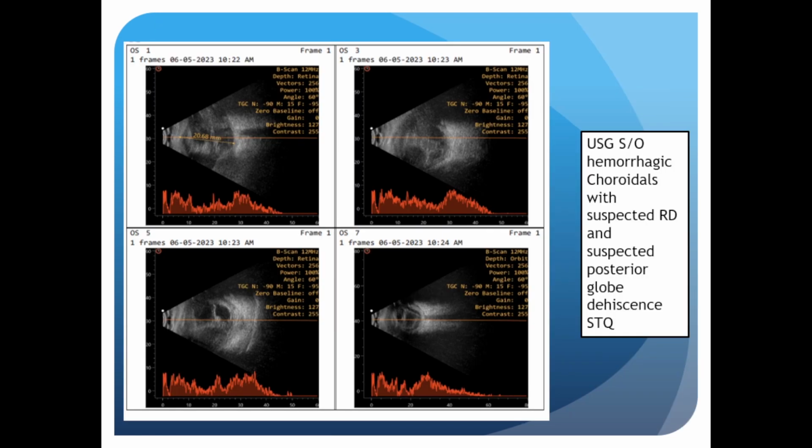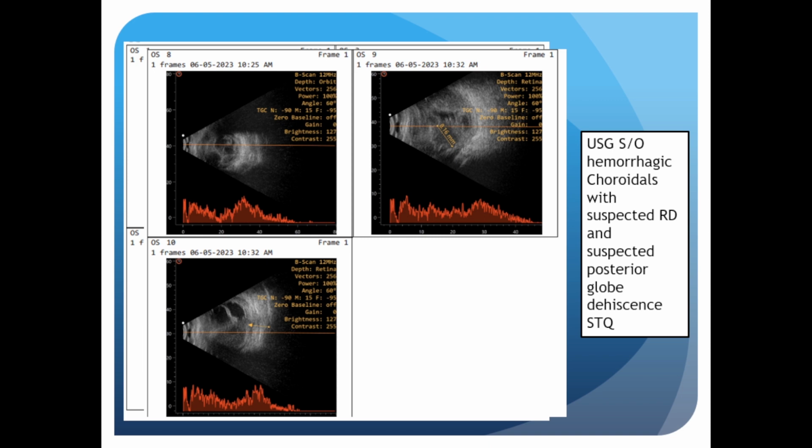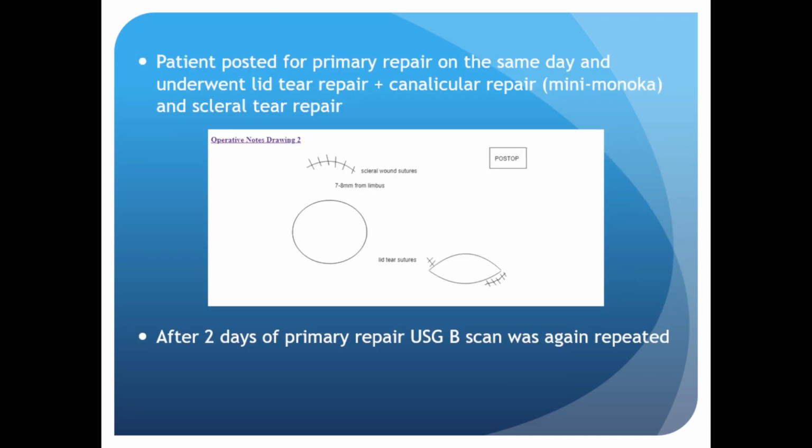Then we did the ultrasound. Ultrasound was suggestive of hemorrhagic choroidals with suspected RD, and suspected posterior globe dehiscence can also be seen. This is the area of dehiscence seen on ultrasound, and these are some hemorrhagic choroidals with a maximum height of 8.16 mm. The patient was posted for primary repair on the same day and underwent lid tear repair plus canalicular tear repair with a Mini Monoka stent, and scleral tear repair was also done. The scleral wound was 7 to 8 mm posterior to the limbus in the superior part of the sclera.